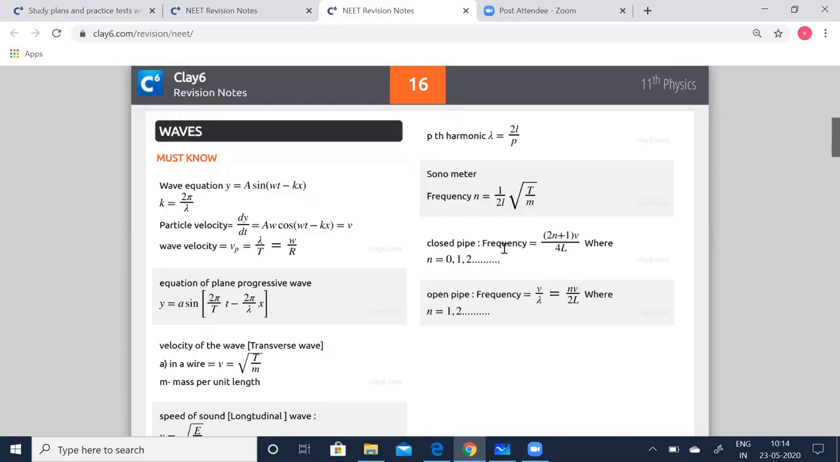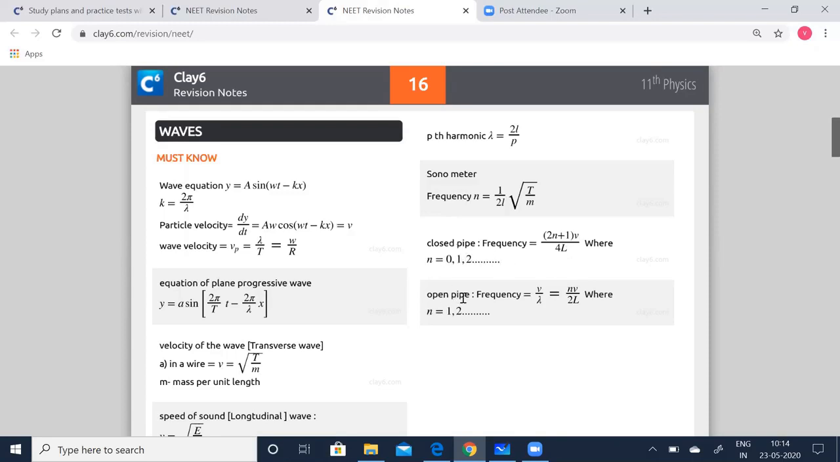For a closed pipe, frequency is equal to (2N plus 1) times V by 4L, where V is the velocity, and N can take any integral values, and L is going to be the length. So N can take all integral values 0, 1, 2.